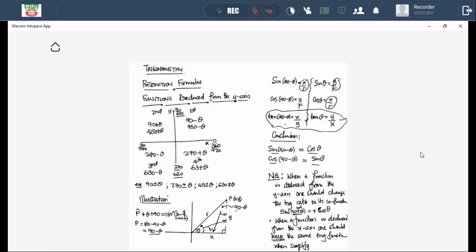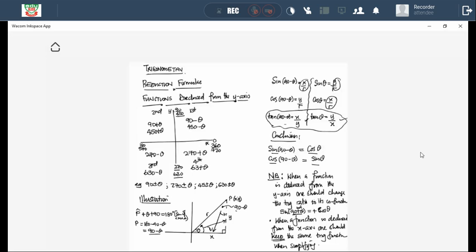Simplifying. Okay, when you're simplifying, one should always keep the same trigonometric ratio. Just like in the previous class when we said sine 180 plus theta, we said 180 plus is in the third quadrant. What is sine in the third quadrant? Sine is negative.